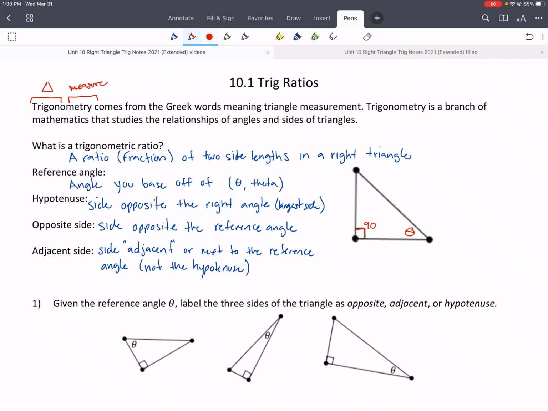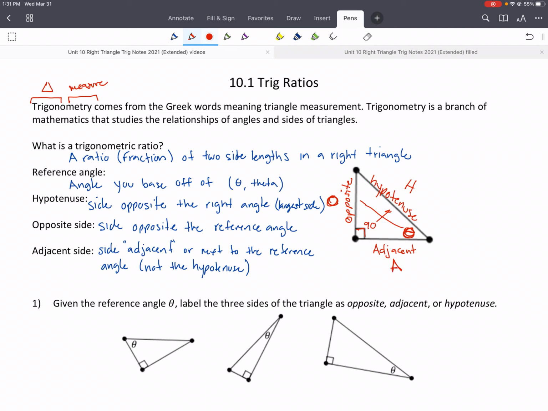So the hypotenuse is always the longest side. It's the side that is opposite of the right angle. So over here, this would be your hypotenuse. All right? Oftentimes I will abbreviate that as just H. We have the opposite side, so that is opposite of the reference angle. So here's our reference angle, and opposite of that angle is our opposite side. Okay, and then last but not least is the adjacent side. So the adjacent side is next to, thus the word adjacent, that reference angle. So this would be adjacent. Okay, and with the opposite, I'll often call it O, and adjacent, I'll often write that as A.